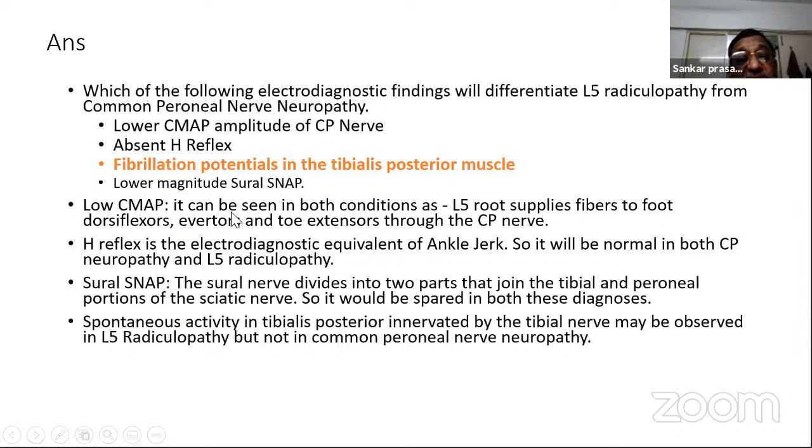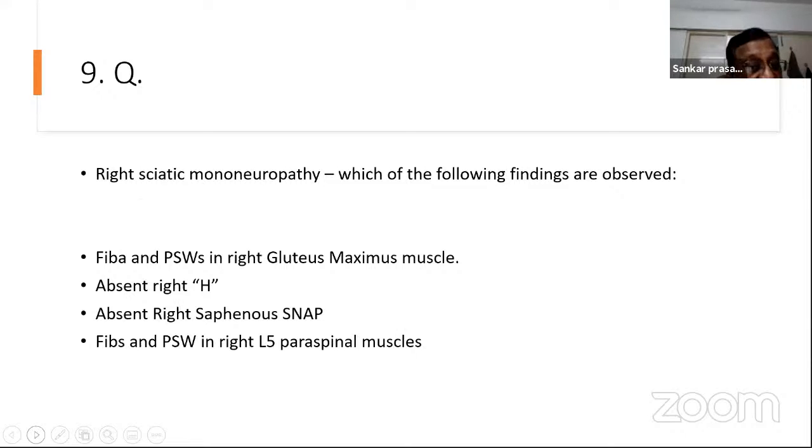The low CMAP can be seen in both conditions, as the L5 root supplies fibers to foot dorsiflexors, everters, and toe extensors through the common peroneal nerve. The H reflex, as I said, is the electrodiagnostic equivalent of the ankle jerk, so it will be normal in both common peroneal neuropathy and L5 radiculopathy. The sural nerve divides into two parts that join the tibial and peroneal portions of the sciatic nerve, so it will be spared in both these diagnoses. Spontaneous activity in tibialis posterior, innervated by the tibial nerve, may be observed in L5 radiculopathy but not in common peroneal neuropathy. That's why I said EMG is very important whenever you have a CMAP abnormality. All CMAP abnormalities are to be subjected to EMG.